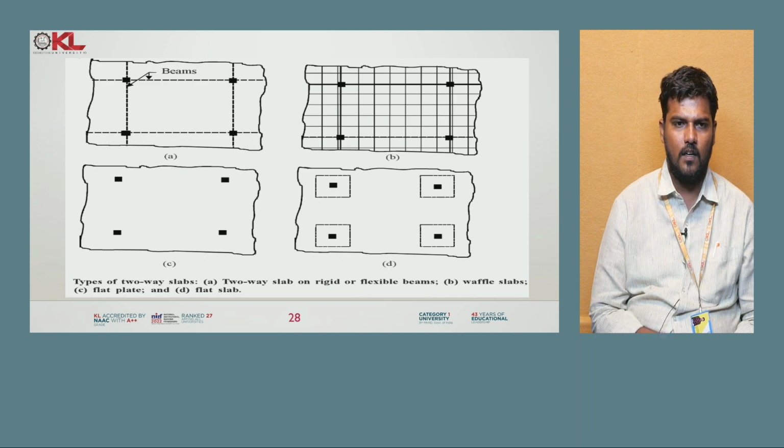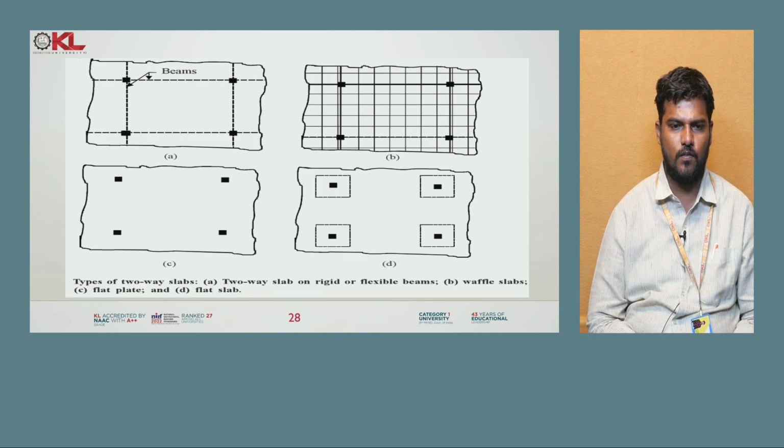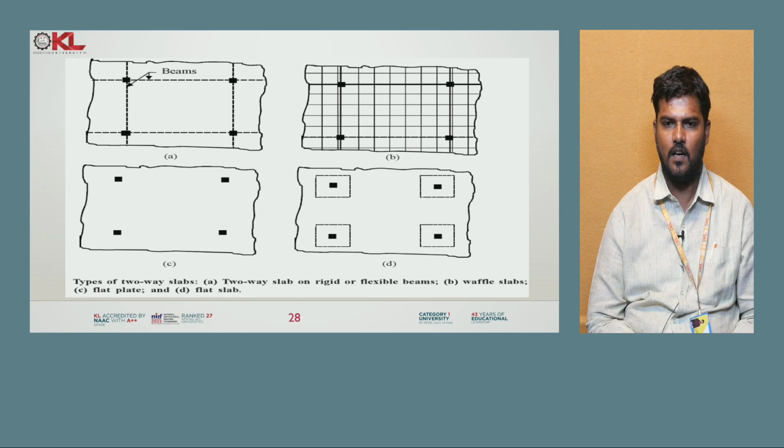And you can see here the types of two-way slabs. The first one, in figure A, is two-way slabs on rigid or flexible beams. You can see four columns connected by four beams. The next one is the waffle slab, which has a ribbed grid, and the next one is the flat plate, which has only slabs. The next one is the flat slab, which also has column heads.